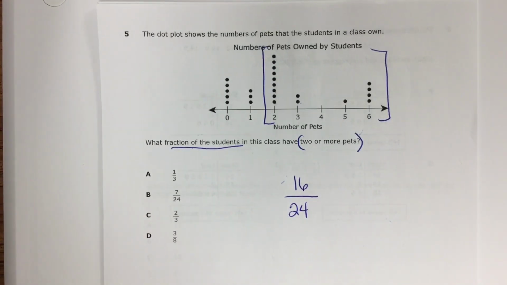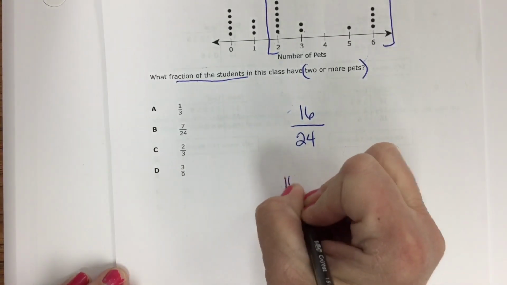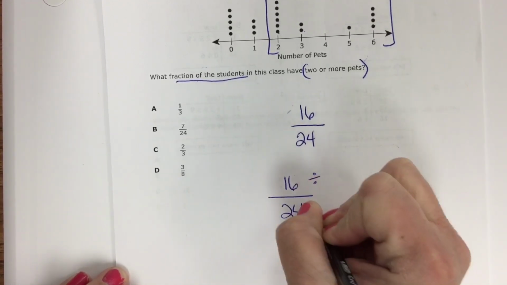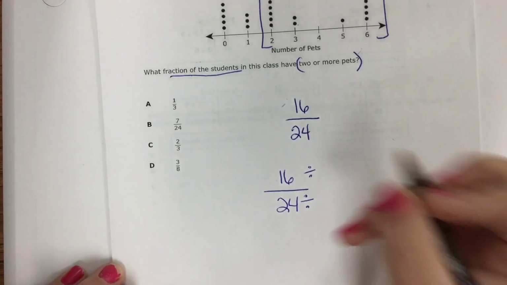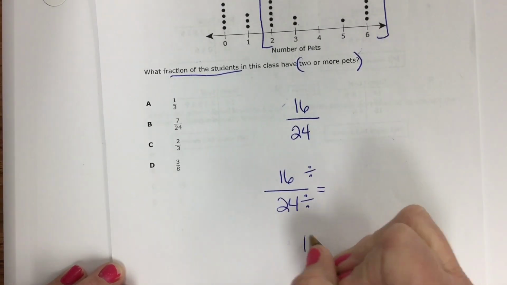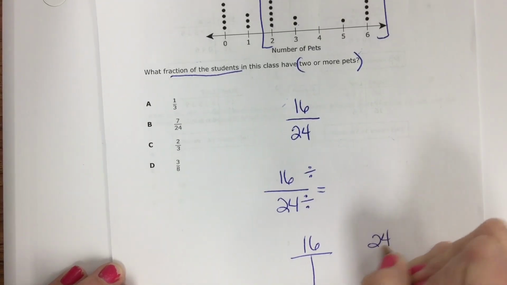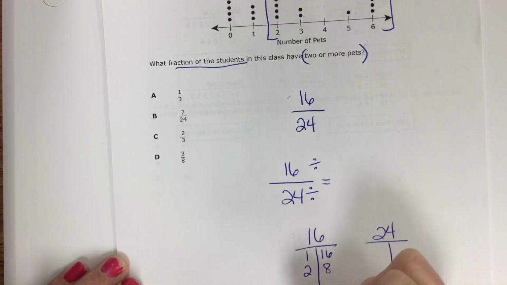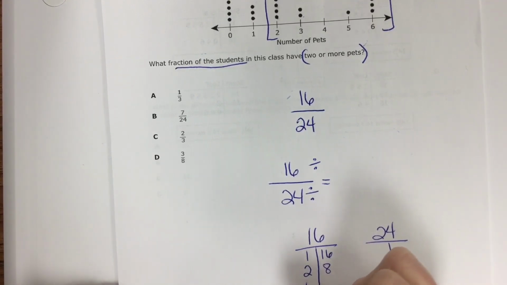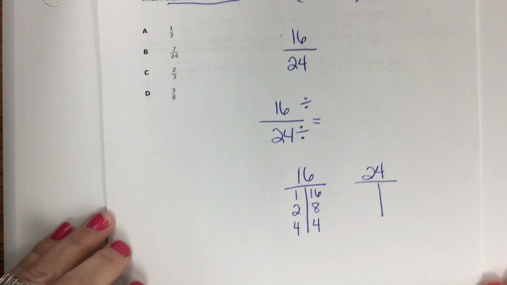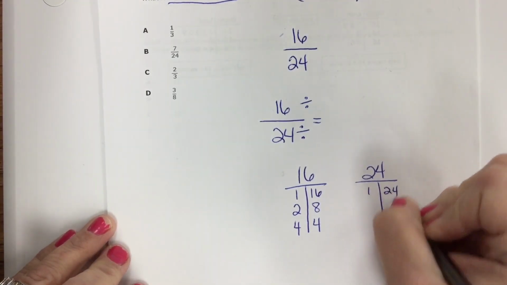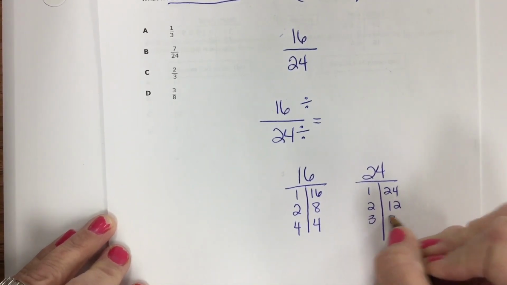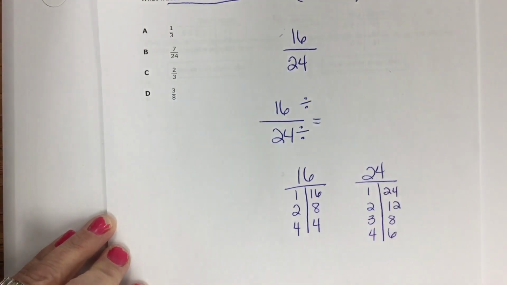So 16 over 24. Well, it's not B because we have to reduce. Because 16 over 24 is an even over an even. So you do a T-chart for 16 and a T-chart for 24. 1 times 16, 2 times 8, and then 4 times 4. 1 times 24, 2 times 12, 3 times 8, 4 times 6.